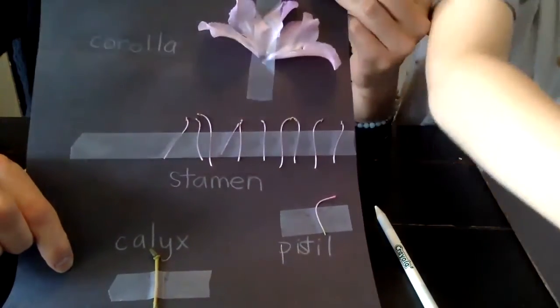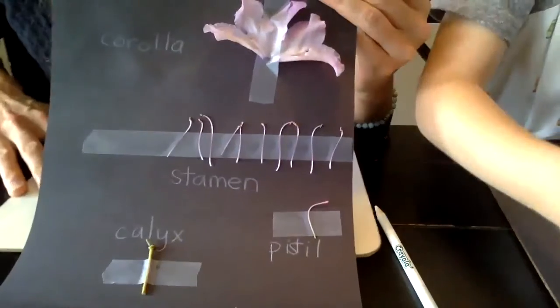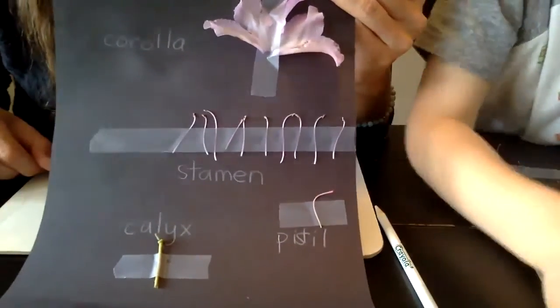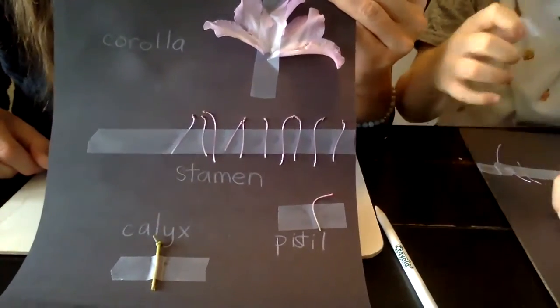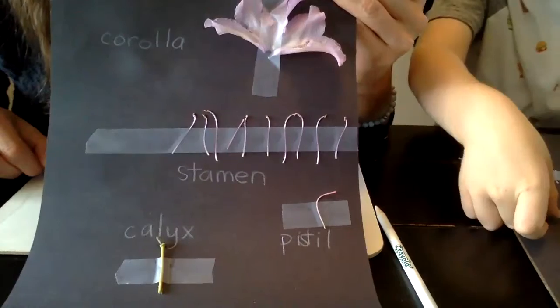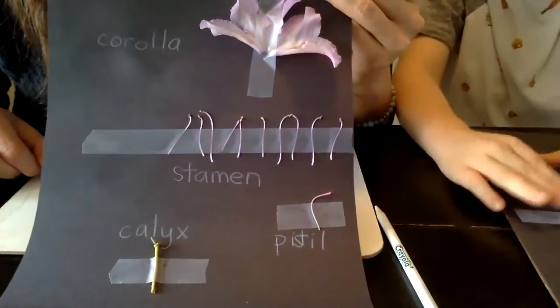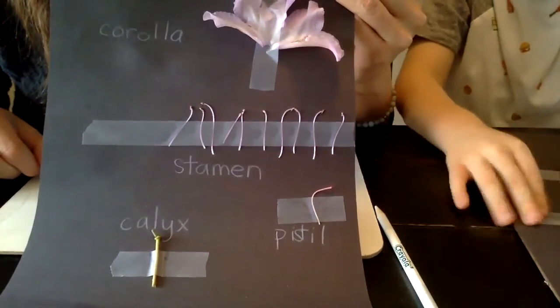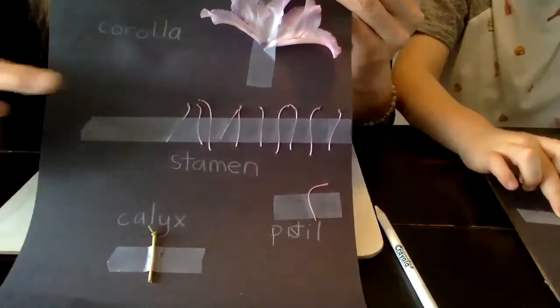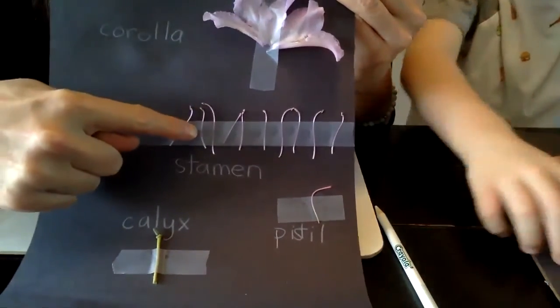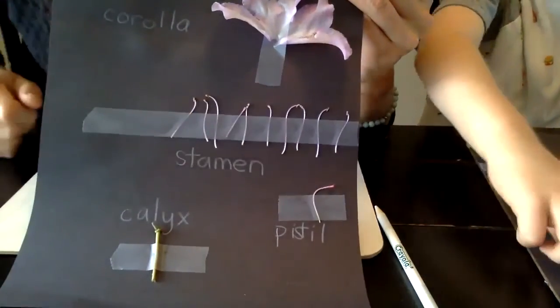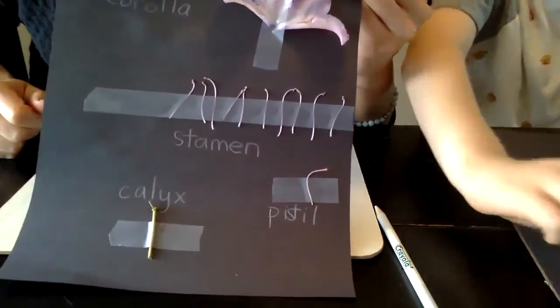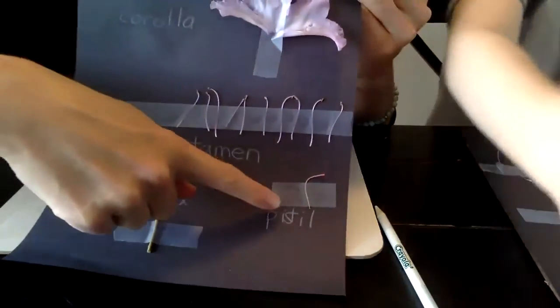Now we can play a game with our new information. We can play a game and I can ask you questions. And I would ask you, point to the stamen. Where are the stamen? Remember, I have 10 stamen. There they are, stamen. Where is the pistil? Pistil, right there.